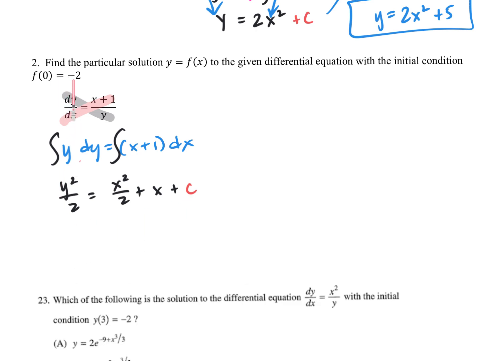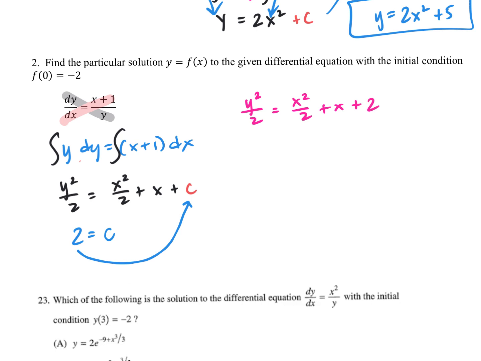Let's go plug in our point now. My y is -2, my x is 0. If I plug in a -2 right here, it's going to be positive what? 2. Equals, my x is 0, 0 plus 0. Right. You were cool with saying my constant's going to be 2? Yeah. We're going to plug that right back. So we got y squared over 2 is x squared over 2 plus an x plus a 2.